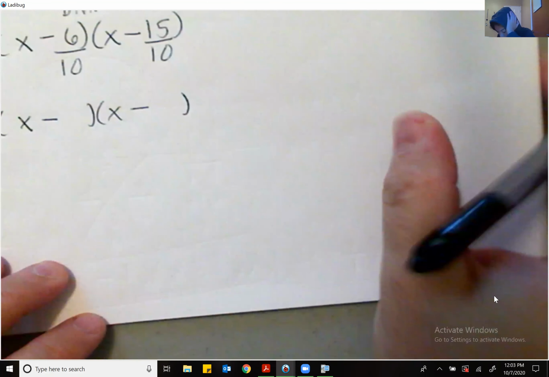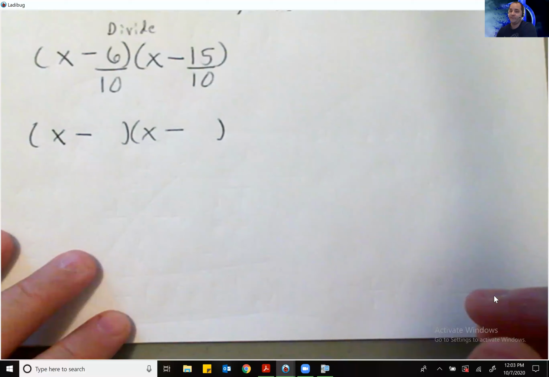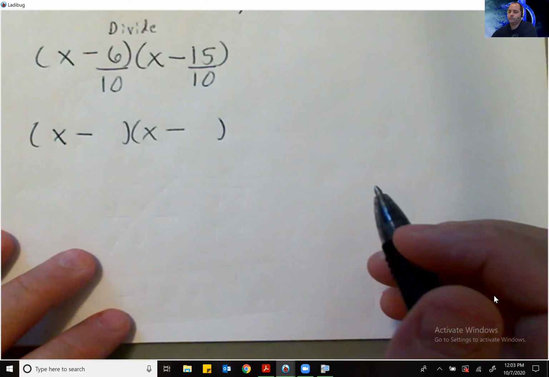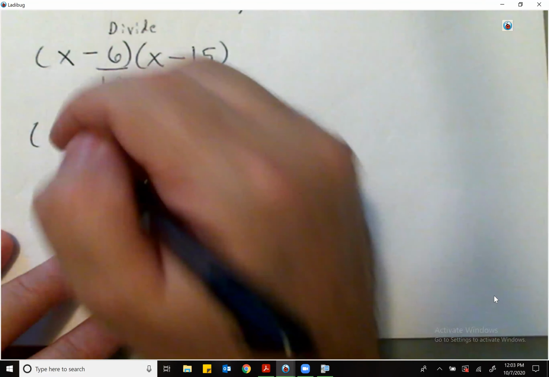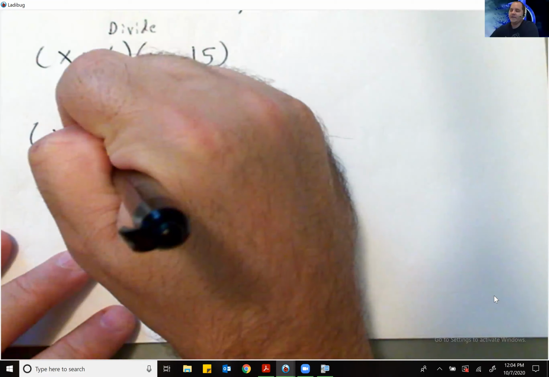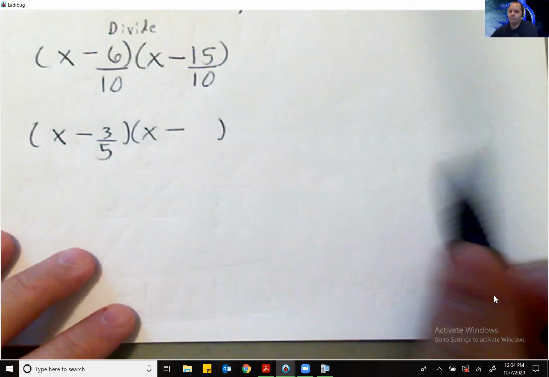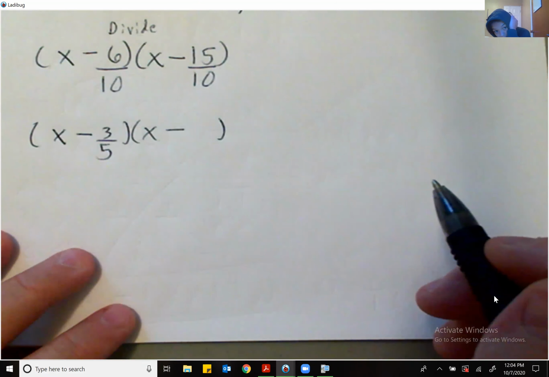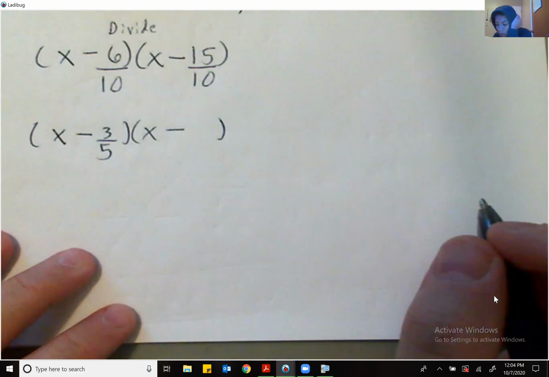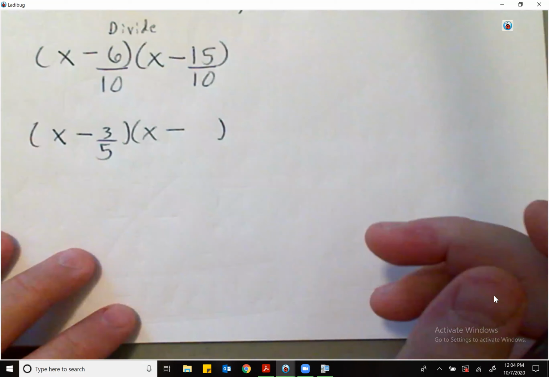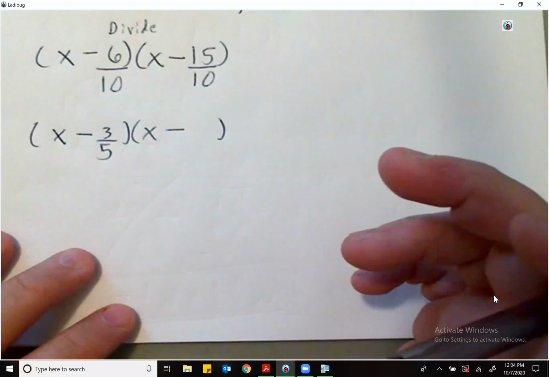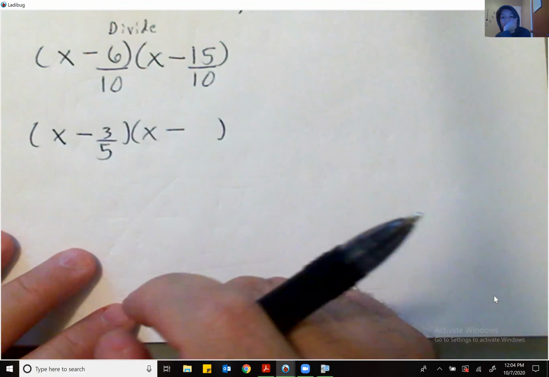So what does 6 over 10 reduce to? 0.6. No decimal. I have to have the fraction. 3 over 5. What does 15 over 10 reduce to? 3 over 5? No, sorry. 3 over 2. There you go.